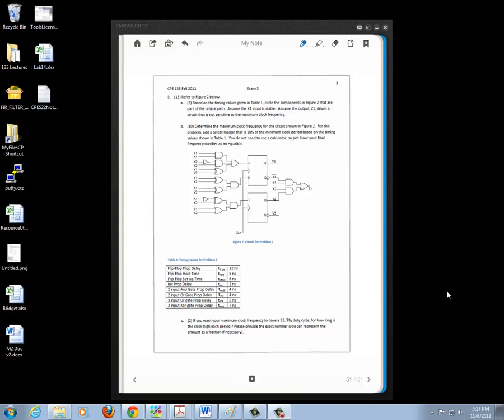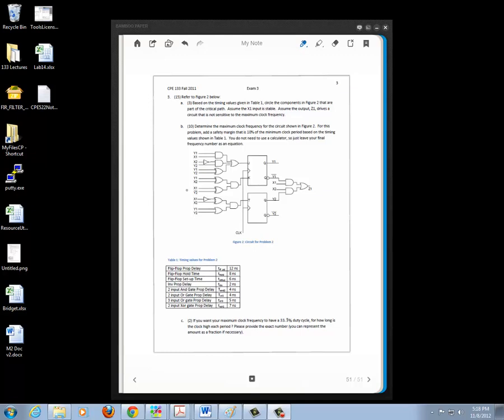Okay, so we're looking at FSM timing, and I'm going to do the problem that I had on exam 3 from fall 2011. So we've got this FSM circuit diagram right here, and the first part says, based on the timing values given in table 1, circle the components in figure 2 that are part of the critical path. So the critical path means the longest path from the input to the output in terms of time, not necessarily in terms of the number of gates, but rather in terms of time, because some gates can take longer to get through than others.